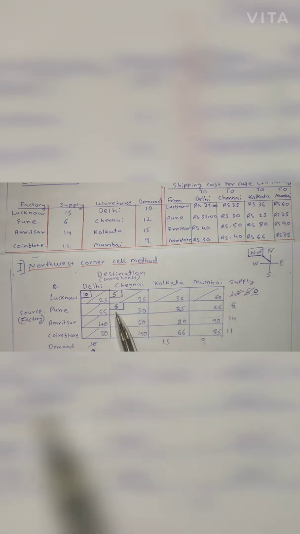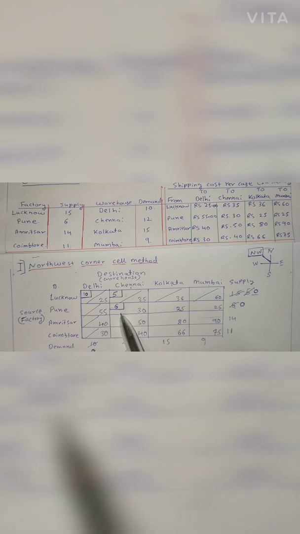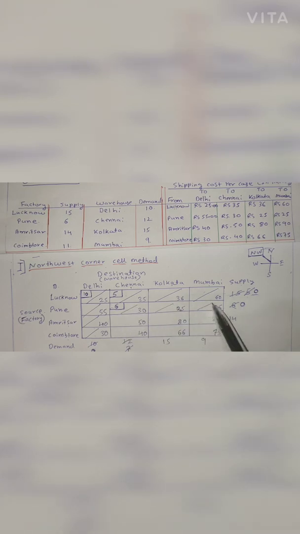Subtract this supply and demand from this value which is written in the box. So 6 minus 6, it is 0. 7 minus 6, it is 1. Supply has become 0 over here, hence we'll eliminate this row. Remaining, 1, 2, 3, 4, 5, 6 cells are remaining.